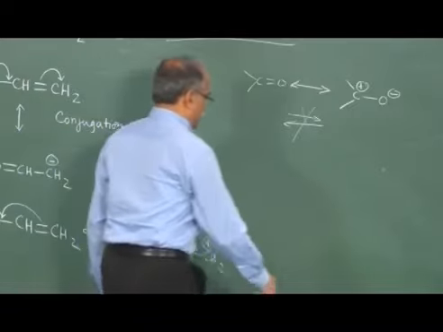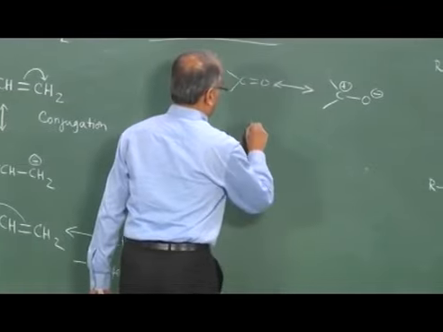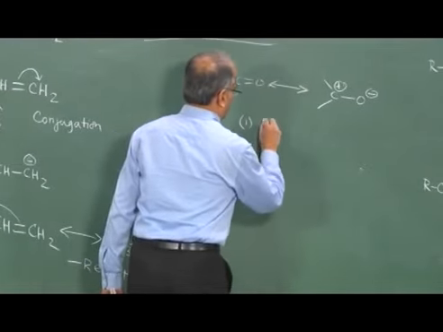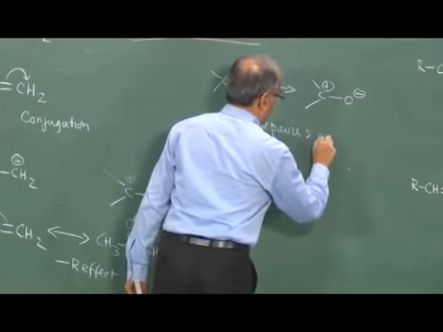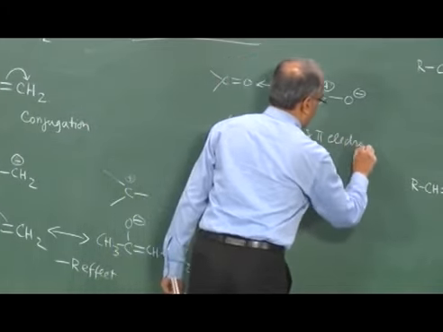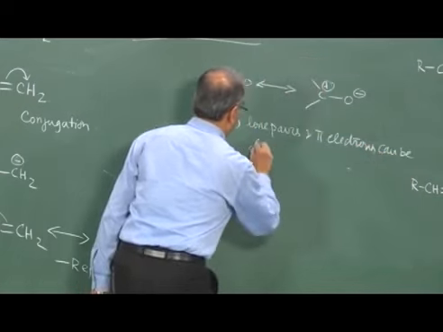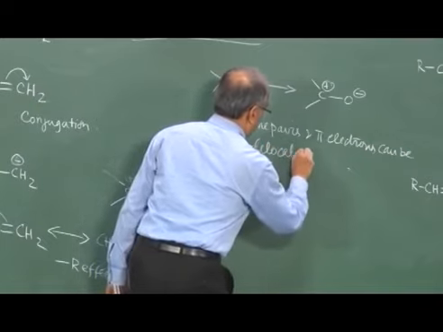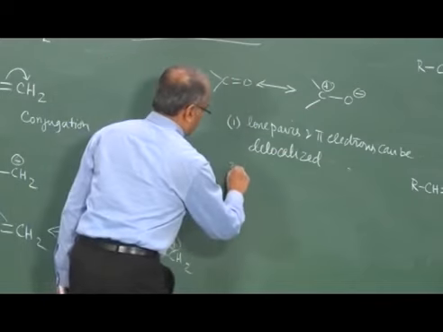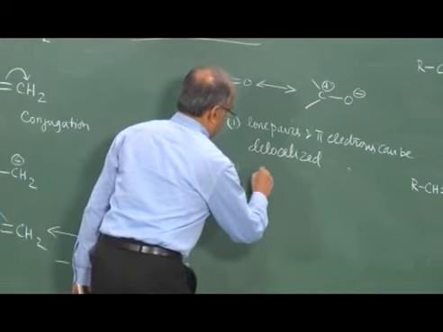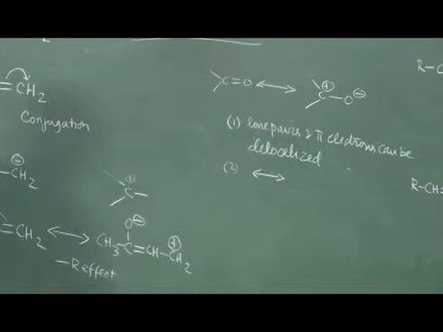An important point that one needs to remember for writing the resonance structure is, one, lone pairs and pi electrons can be delocalized, and not the sigma electrons in a molecule. Secondly, the resonance contributing structures are represented by an arrow which is a double headed arrow.